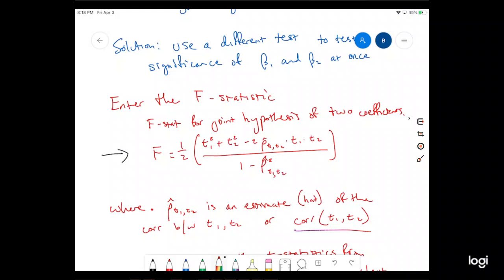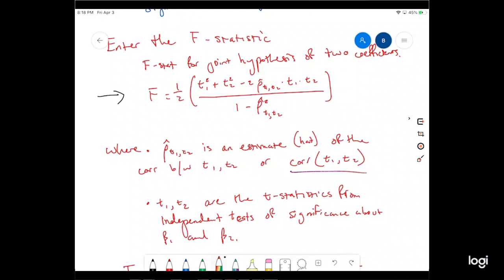Okay, but what are t1 and t2? t1 and t2 are the t-statistics from independent tests of significance about beta 1 and beta 2. So if you had the t-statistics for beta 1 and beta 2, and you had the correlation between the two, you could plug those into this equation here. The t-statistics come from the general regression output, and the correlation is going to come from the error matrices, which you would learn about in a graduate course.